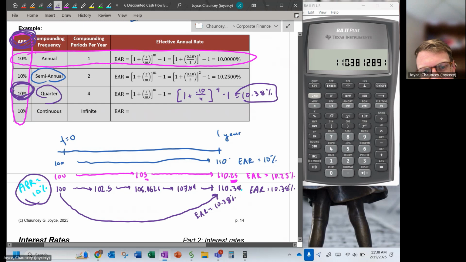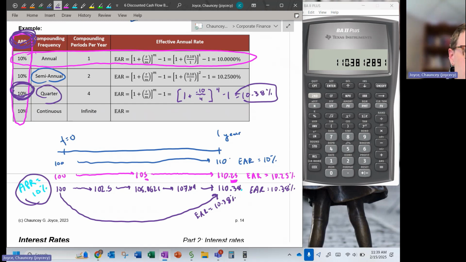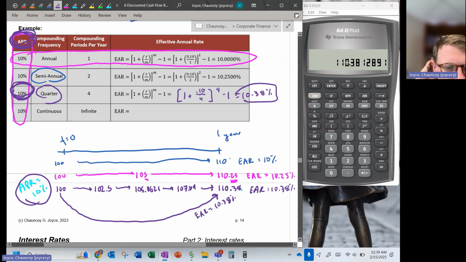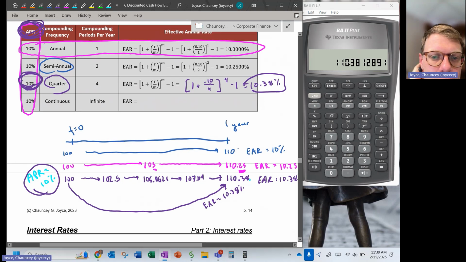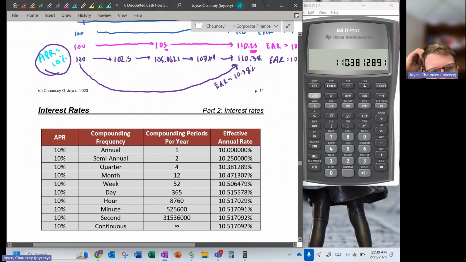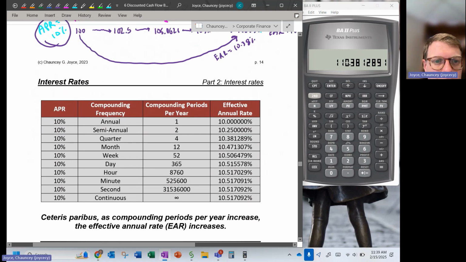So the point is, as the compounding periods per year increase, the effective annual rate increases. And just think of that as you start earning interest on interest faster. And that's what we want to do. We want that interest compounding. So here it is. I've put all of these into common compounding frequencies, such as annual, semi-annual, quarterly, monthly, weekly, daily, all the way up to continuous.